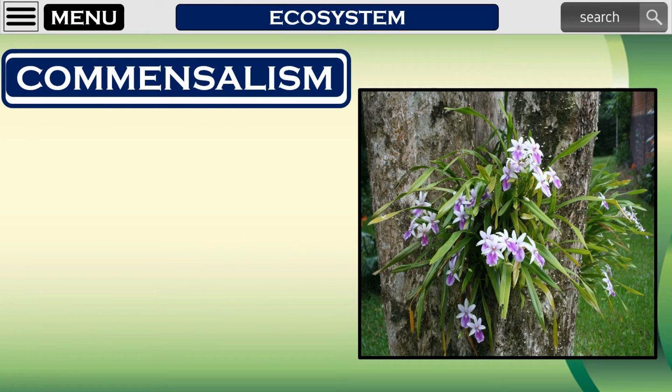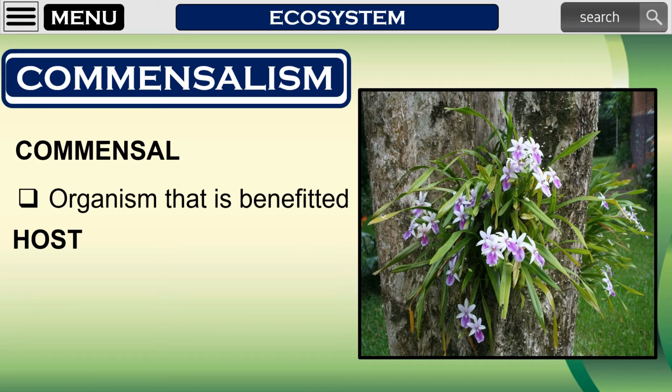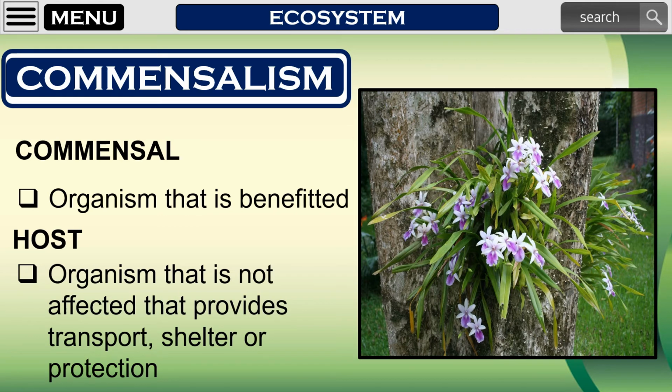In commensalism, there are two roles played by the species, a commensal and a host. The organism that gets the benefit is called the commensal. The commensal uses the other organism, the host, for transport, shelter, or protection. Hence, the host is not affected. The commensalism relation is often between a larger host and a smaller commensal. The role of the orchid is commensal, and the tree is the host.